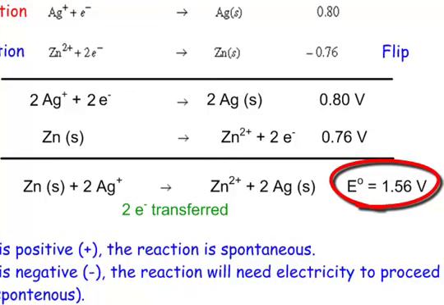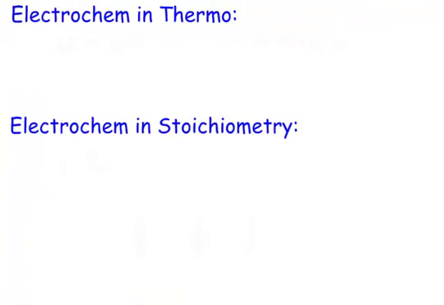And you can see there's 2 electrons that are transferred. That's as easy. It can't be any easier than that. Okay, you're going to flip one reaction, get the electrons the same, add them up, and that's it. That's all you got to do.